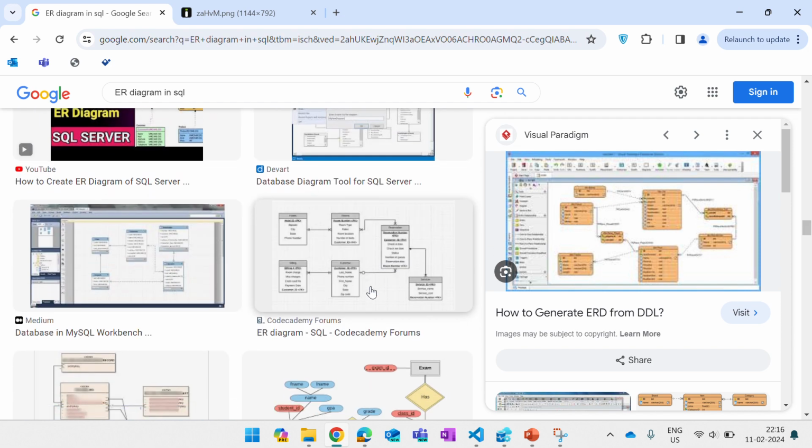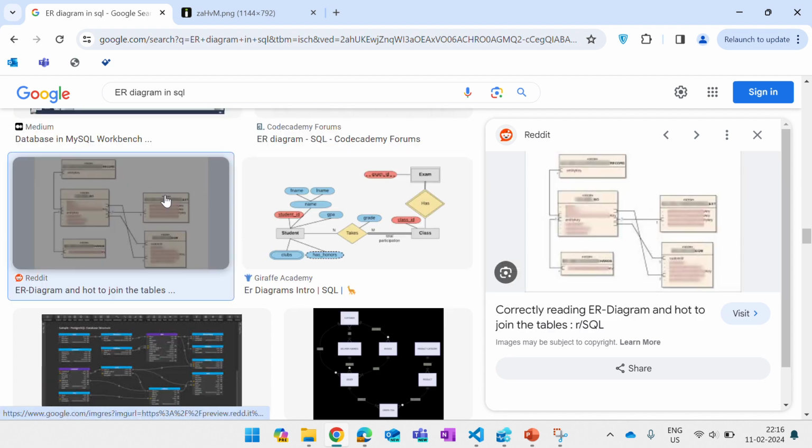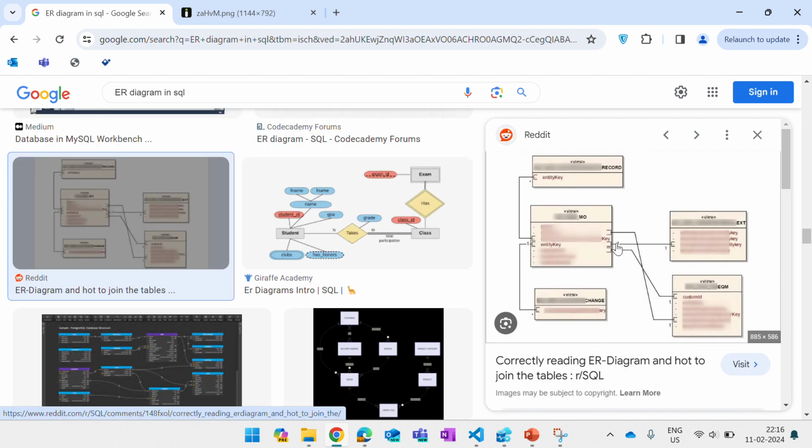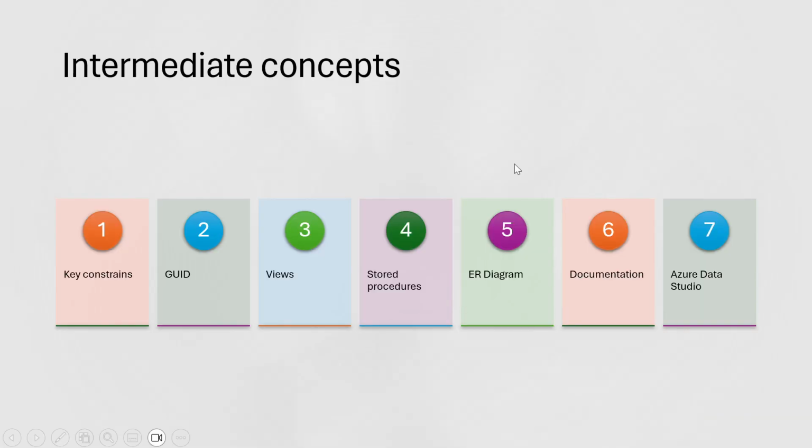Let me try to see if I can find a good diagram for that. There we go, found it. So this is kind of how we do it. So for each column, we will indicate if that relationship is one to one or one to many. Okay, so that's the concept of ER diagram.